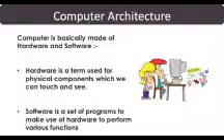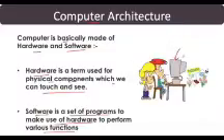Now, what is the computer architecture? Computer is basically made of hardware and software. Hardware is a term which is used for physical components which we can touch and see. Software is a set of programs which is used to make use of hardware to perform various functions. So hardware is everything what we see in this computer. However, to run this hardware we need to have a set of programs, and that is typically called as software.